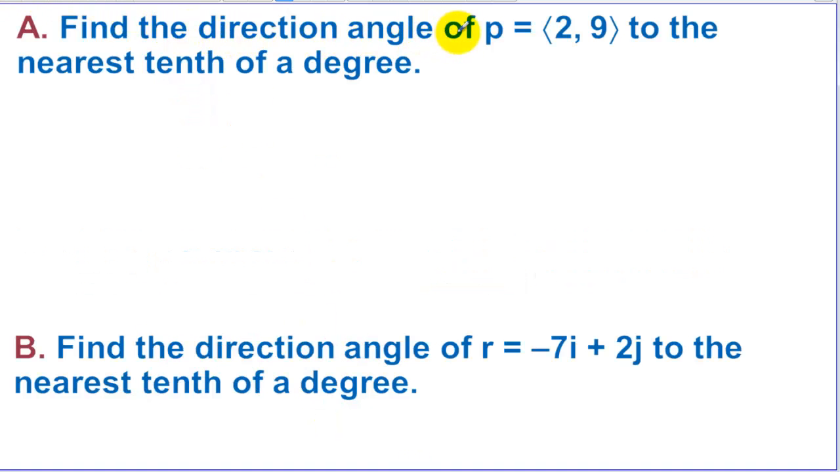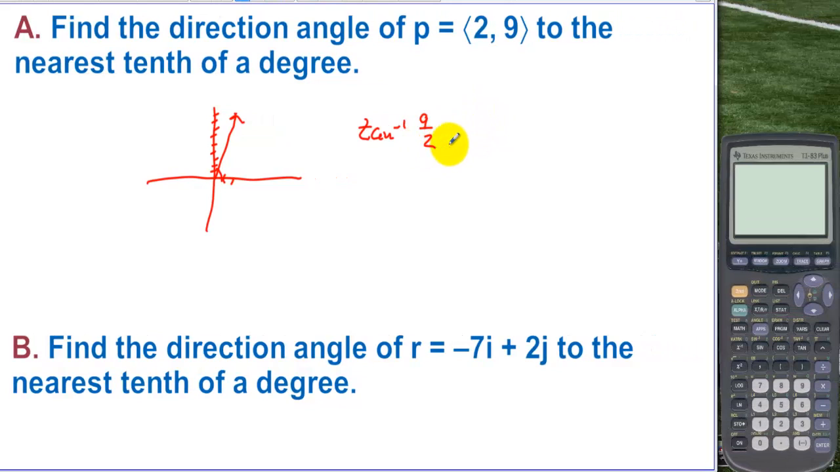Find the direction angle of P, which is ⟨2, 9⟩, to the nearest tenth of a degree. All right, so we have 2, 9. Right there, there's the vector very roughly. And to find this angle right there, we can use inverse tangent. So we have the inverse tangent of 9 halves, or y over x, or sine over cosine.